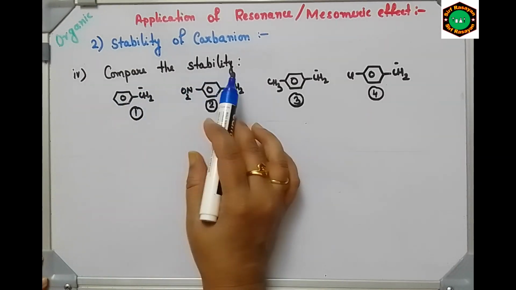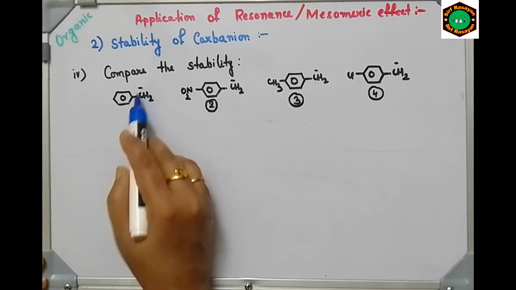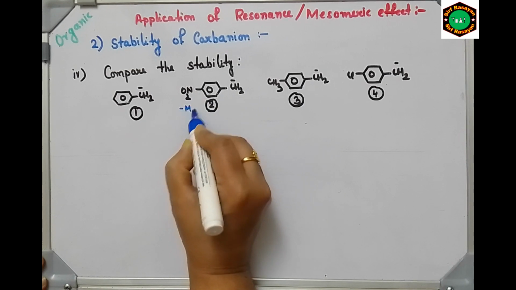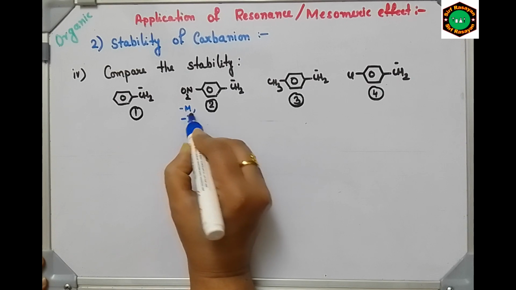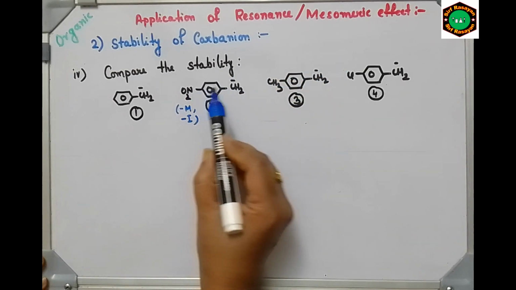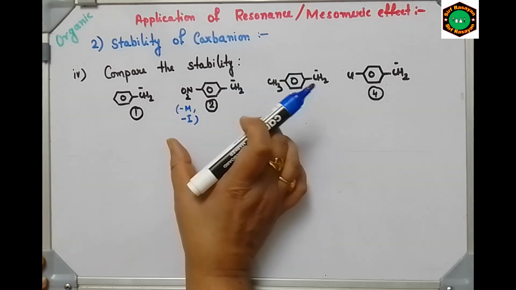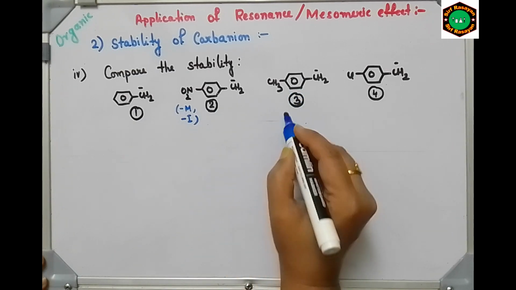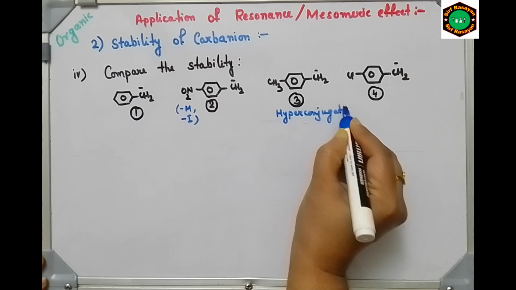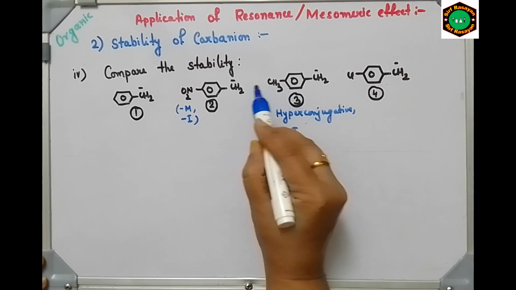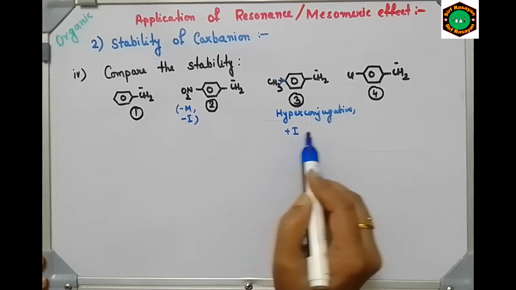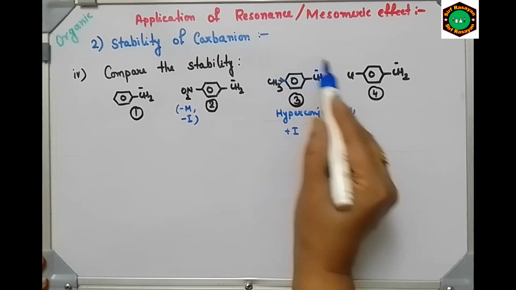Now next, compare the stability of these 4 carbanions. Here this carbanion is stabilized by resonance. Here at para position, nitro group is there. Nitro is having minus I effect and minus M effect. So nitro is having electron withdrawing effect. It will withdraw electron density. So negative charge density will be decreased and the species is stabilized. CH3 is having hyperconjugative effect and plus I effect. Plus I effect means it will donate electron density in this side. So negative charge density will increase by plus I effect and also by hyperconjugative effect. So it will be destabilized.